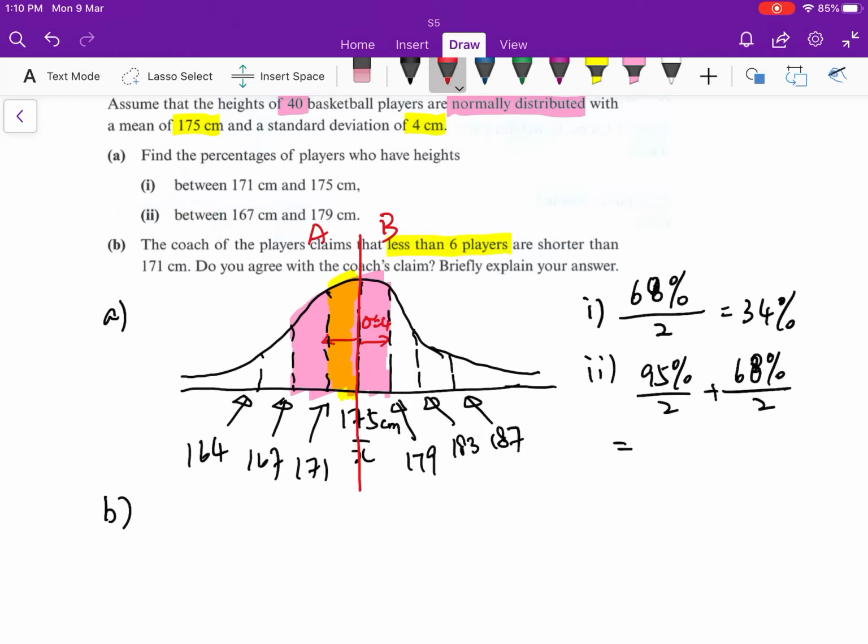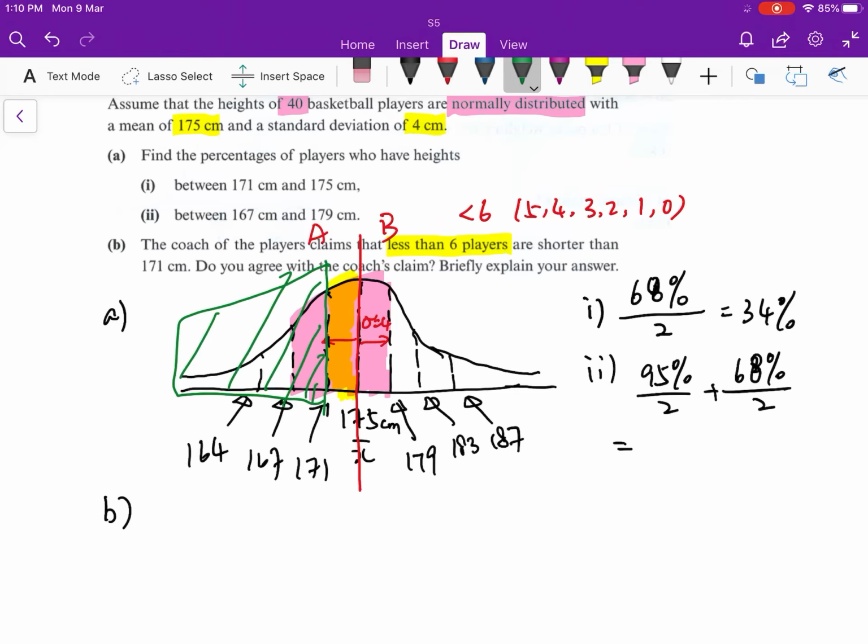B part, the coach of the players claims that less than 6 players, okay, less than 6 players. So that means it should be less than 6. That means what? 5, 4, 3, 2, 1 or 0, okay. That will be your answer, okay. Or shorter than 171. Do you agree? Okay, explain your answer. So let's try to find out where is shorter than 171, okay. So 171 is here, okay. Shorter than, that means this range, right? Or here, it means shorter than 171.